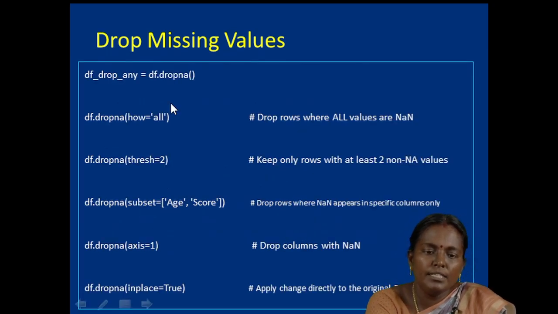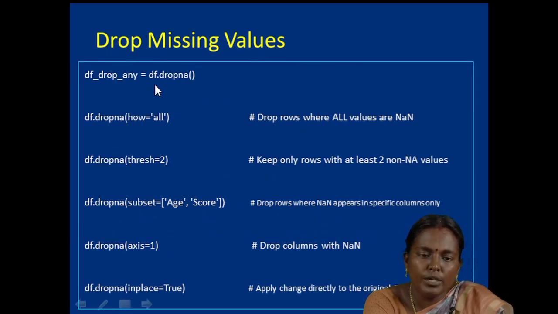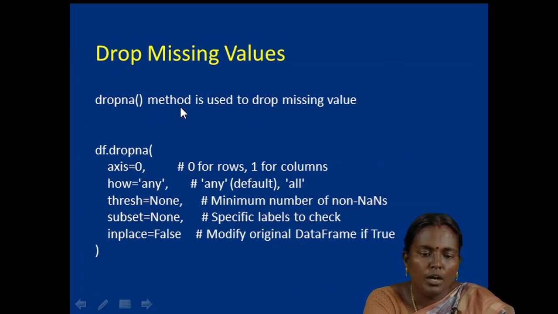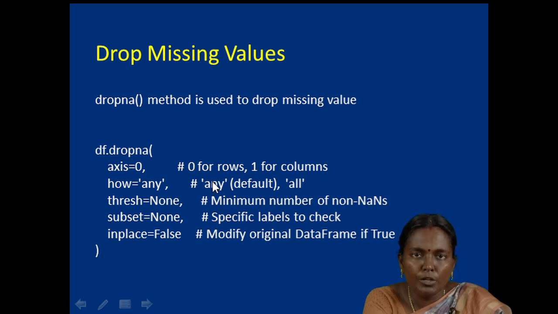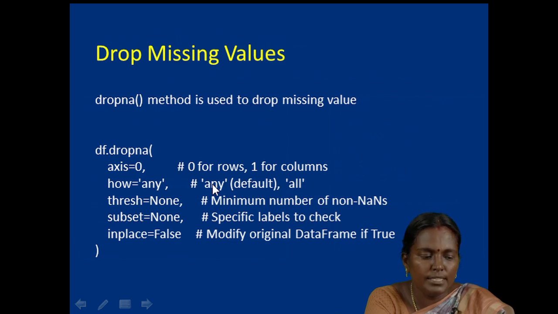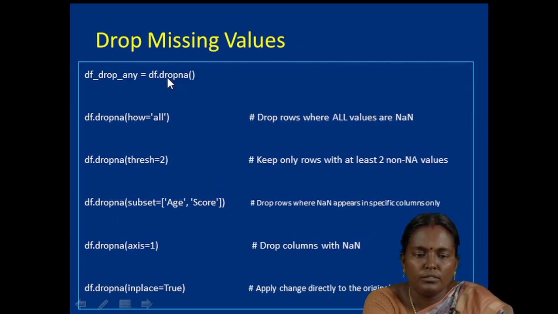Here I have given the statements for it. First one is dropna. This will apply how is equal to any. This is the default. So, if a row has any one of the column values missing, then that particular row gets removed. So, this will happen for dropna.